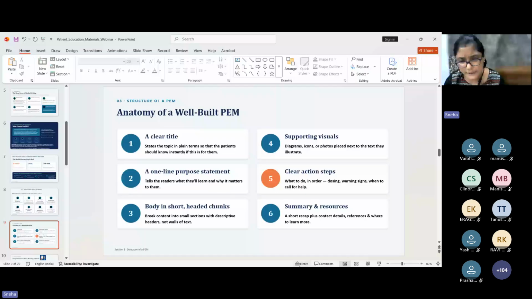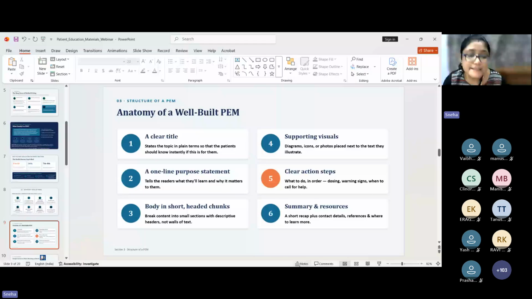Clear action steps: what to do in order, dosing, warning signs, and when to call for help. So that has to be in order. What will be the dosing of the medication? What are the warning signs, or what to do in case of any kind of emergencies? Then summary and resources. A short recap plus the contact details, the references, and where to learn more from. So from where have you collected the information?